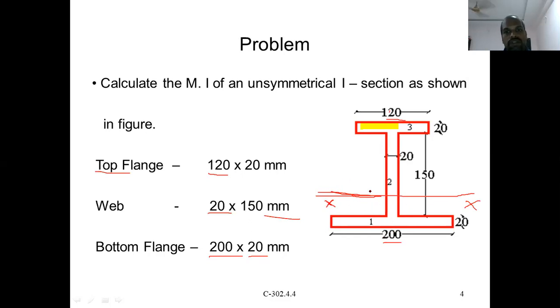Right. So first of all, when we say that it is unsymmetrical about any of the axes, first we have to find the centroid. Without finding the centroid, we cannot find the moment of inertia. That's the basic, very clear. So first we have to find the centroid. So how to find the centroid?